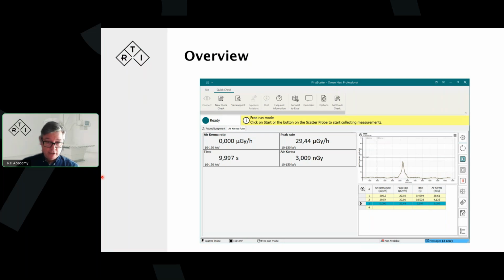Or if you have My RTI, go to My RTI and find the resource center, and there you have the possibility to download the latest software, which is now version 4.4. So that might be helpful if you have trouble with the reset of it in there.